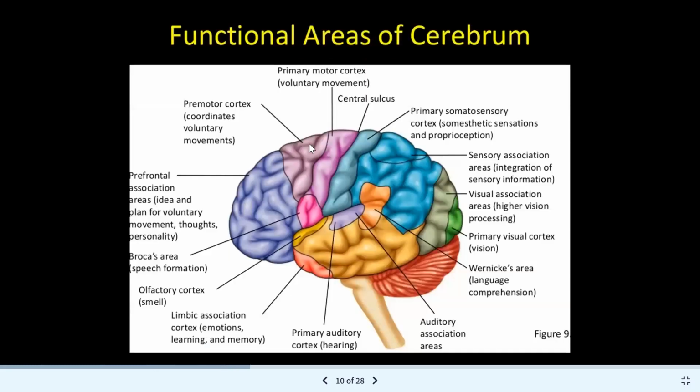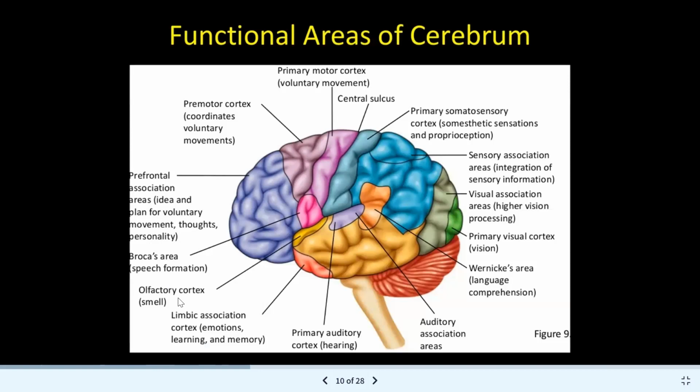So if you talk about the functional areas of the cerebrum, then it is the prefrontal association areas: ideas and plans for voluntary movement and thoughts of personality are associated with this part, means prefrontal parts. Okay. Broca's area is associated with speech formation. Okay. So speech formation is involved in Broca's area. Okay, it is a very important point. It's a very small region from this.